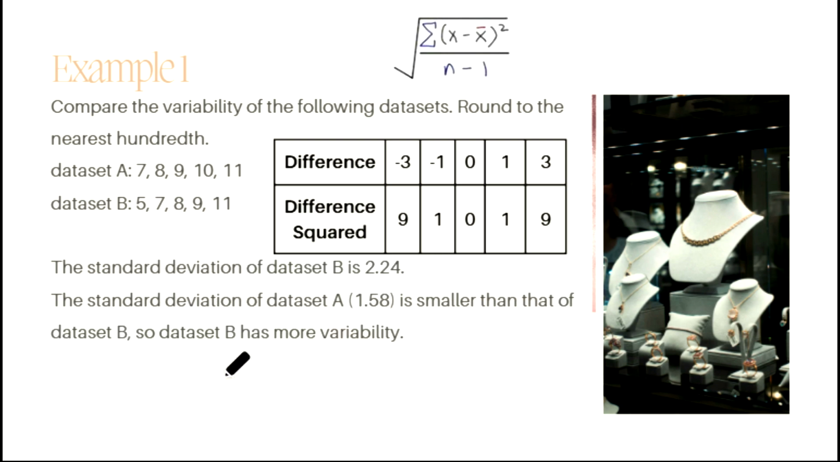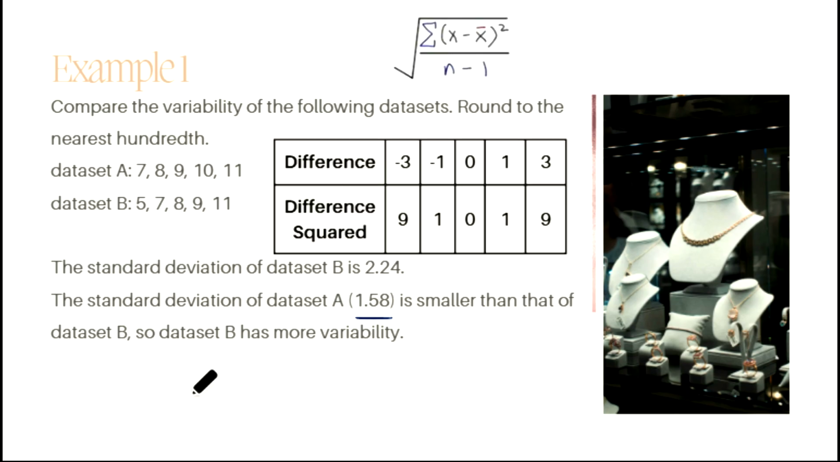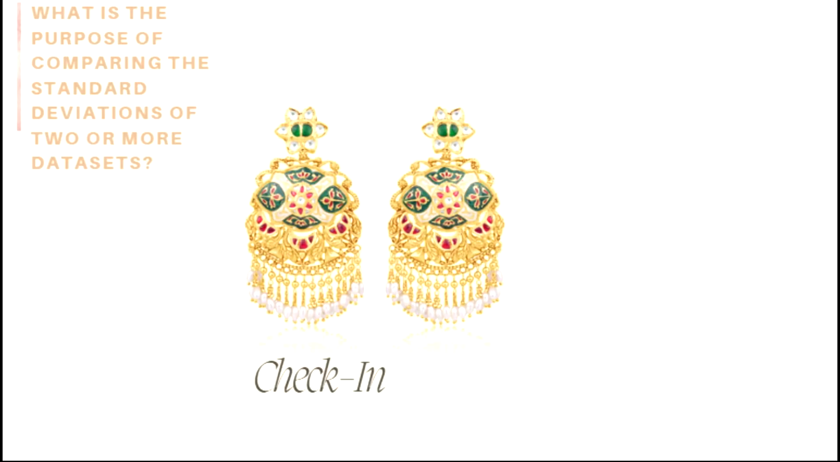And in the end, you find out that the standard deviation of data set A, which is 1.58, is smaller than that of data set B. So data set B has more variability. Okay. If you need more help on this, comment, and I will go and work through these, but this is all just the same stuff. I feel like it's just way too repetitive to waste your time.